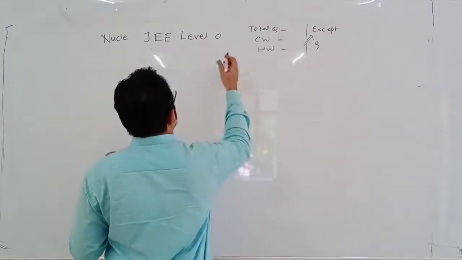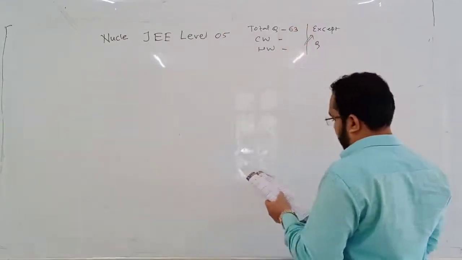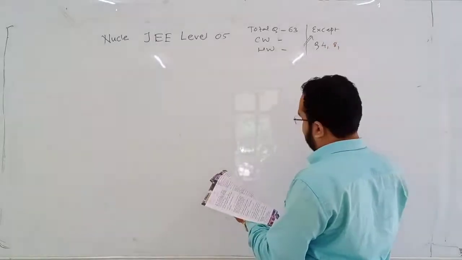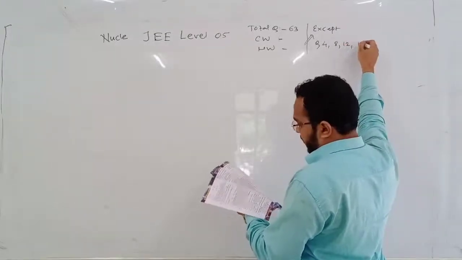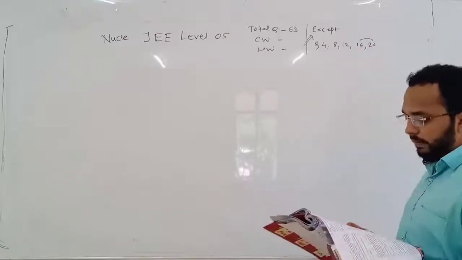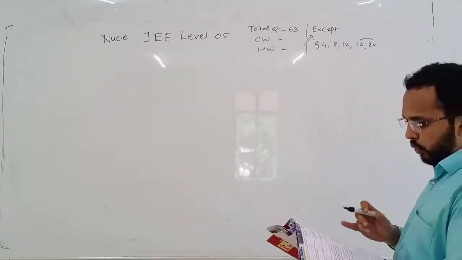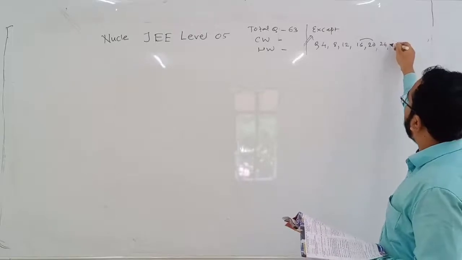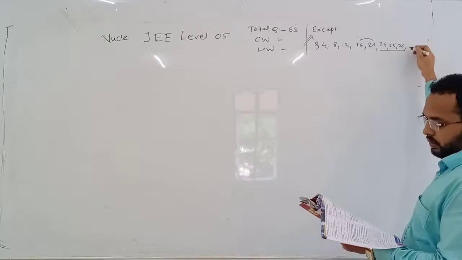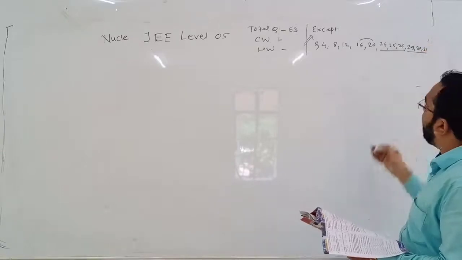So exercise number 5, total 63 questions are there, out of which we are going to solve 4, 8, 12, 16, 20. 16 and 20 are multiple option correct questions, which have more than one correct answer. Then 24, 25, 26. This is a paragraph question. After this, 29, 30 and 31. This is also a paragraph question.